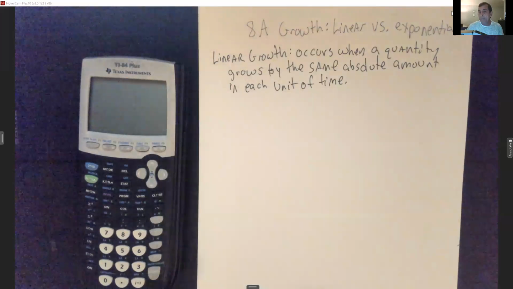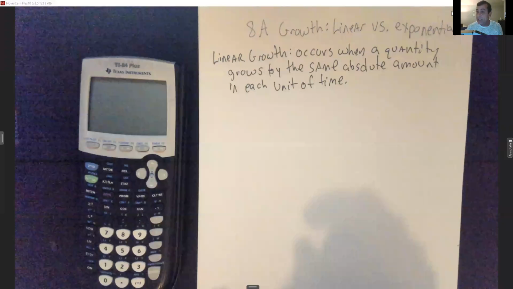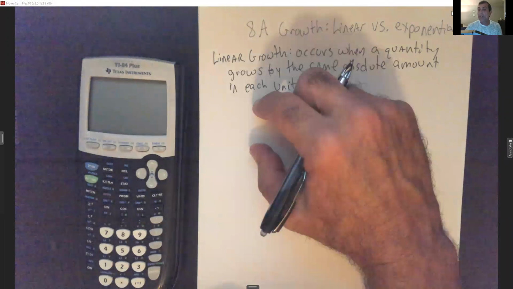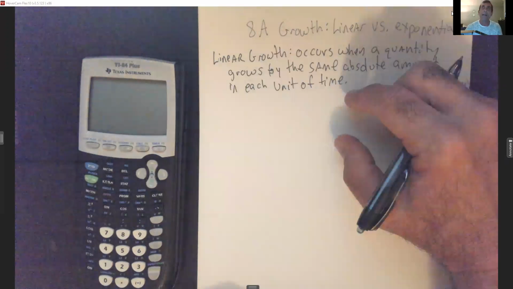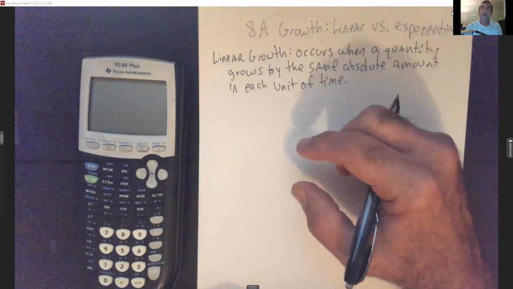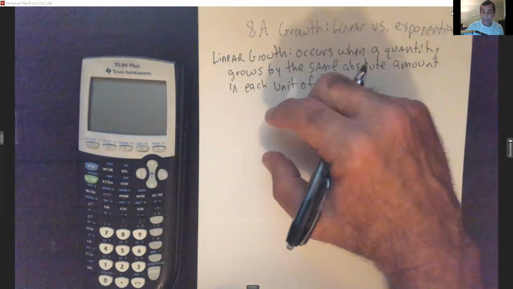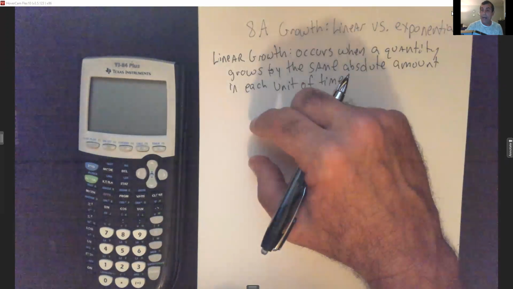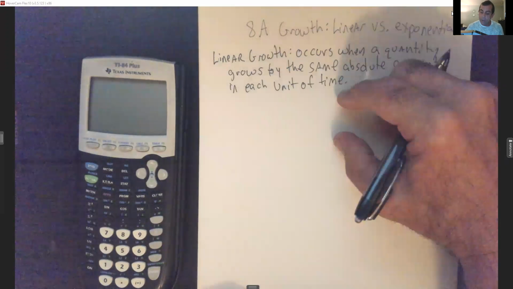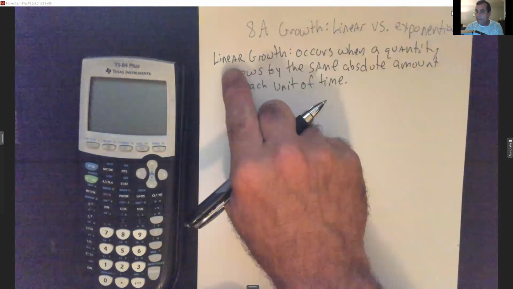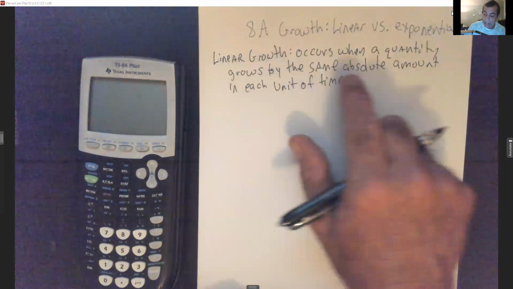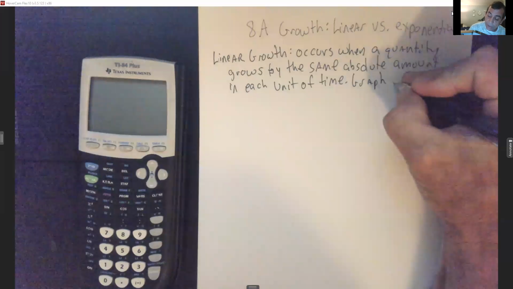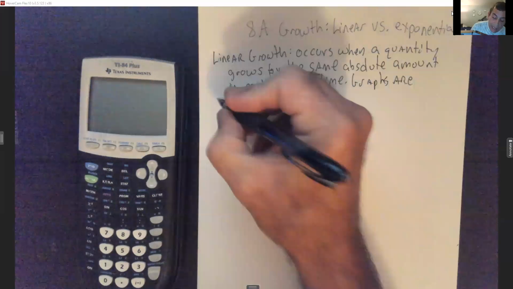So what they mean, if my unit of time is days, then it would increase by the same amount each day. So say we were growing something in a science class and it grew an inch daily, then each day it's going to grow by that same inch. And when we graph it, it's going to create a straight line. So the graphs of linear growth are straight lines.